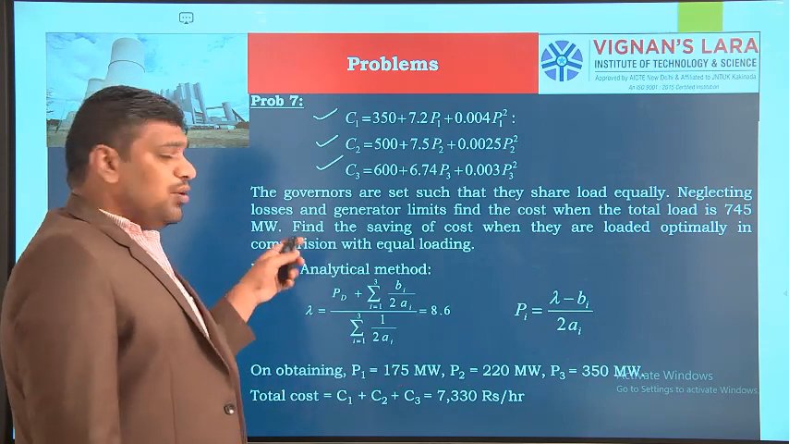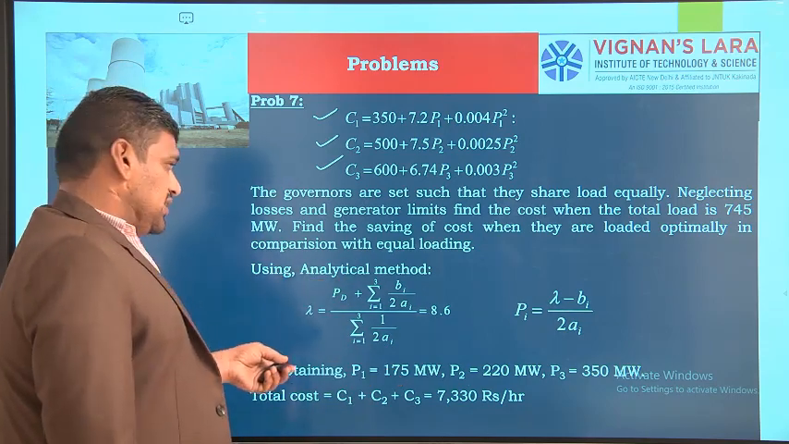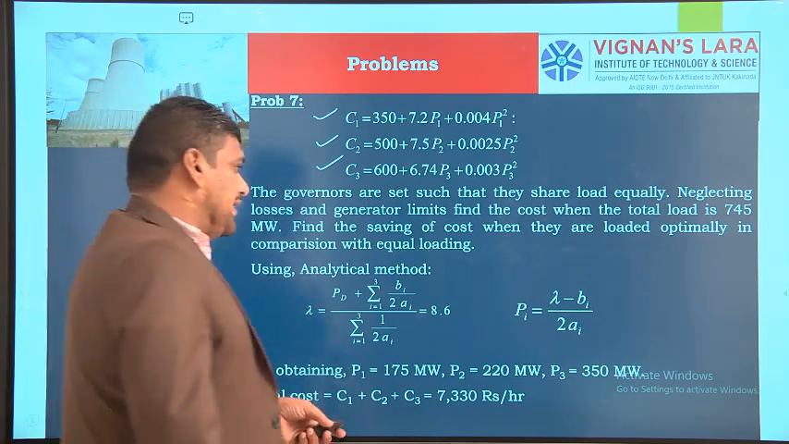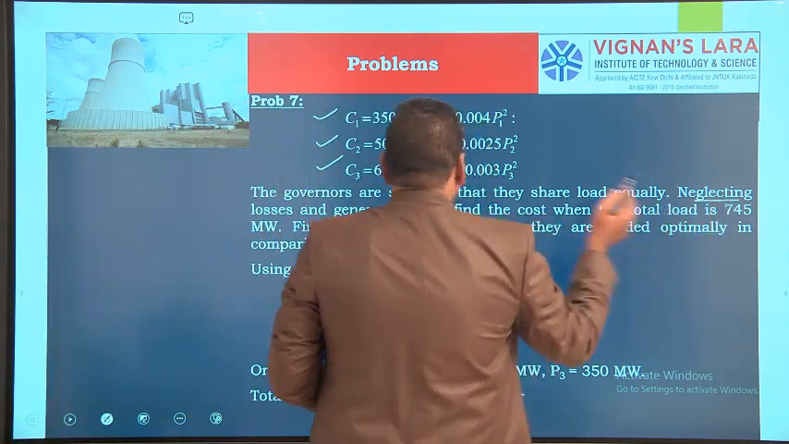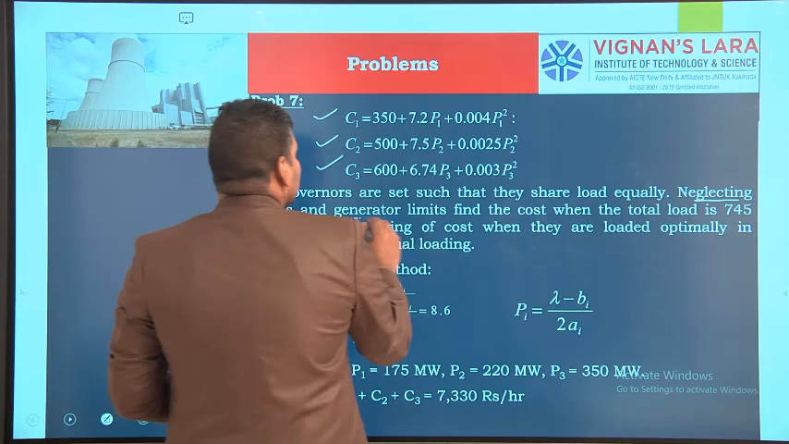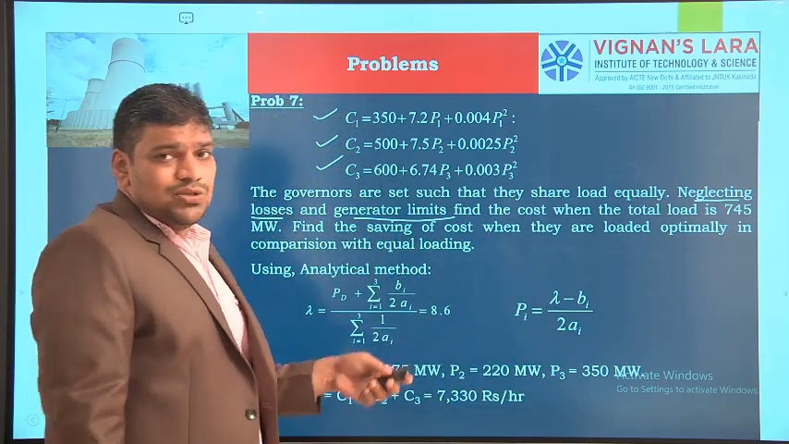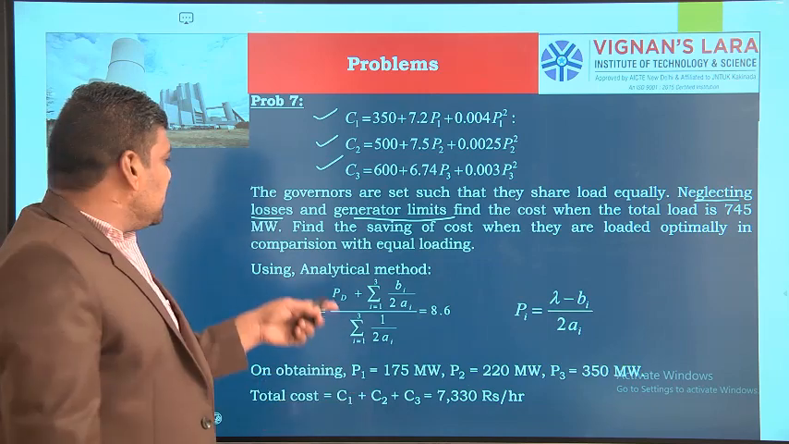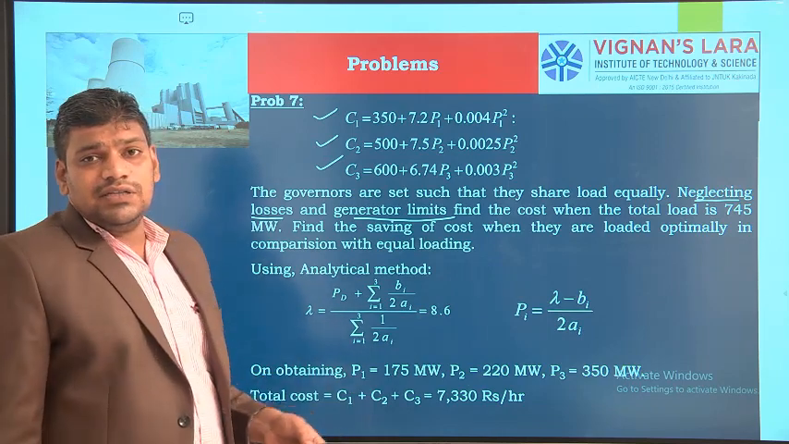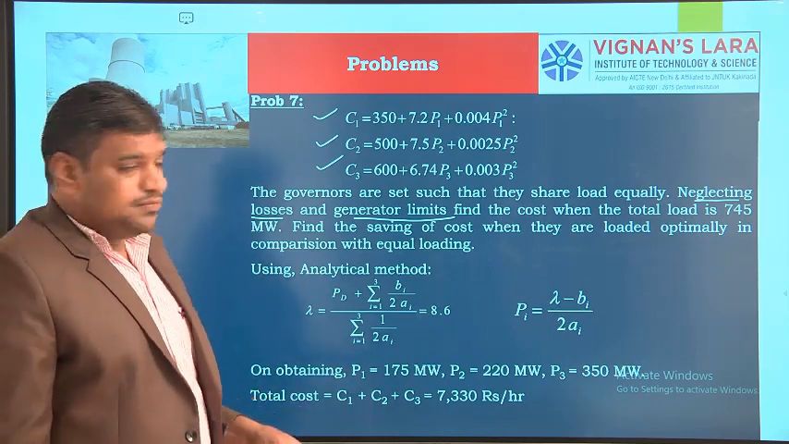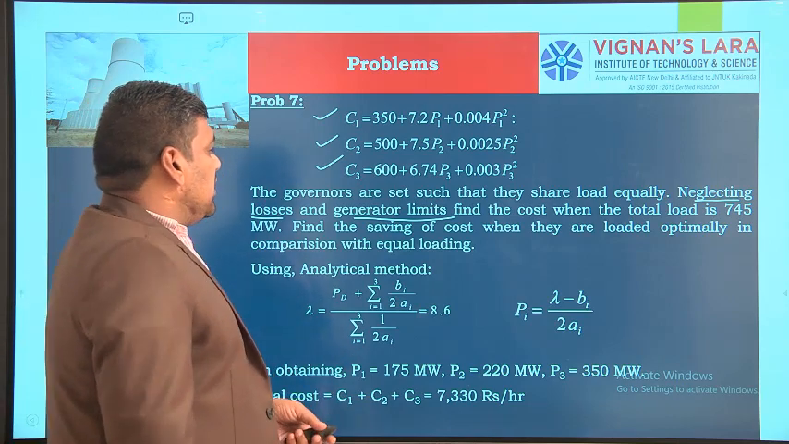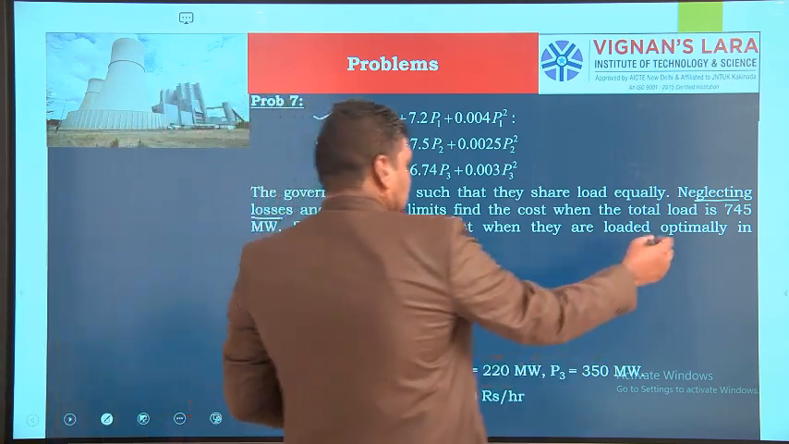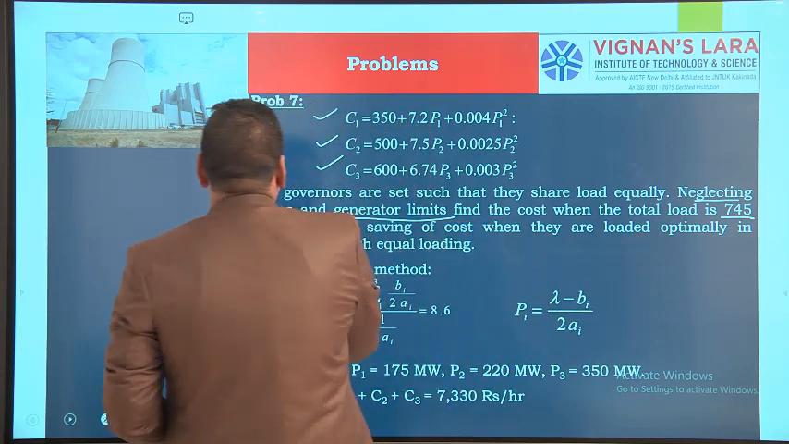Neglecting the losses, and the generation limits are also neglected. So both parameters are neglected. You are not considering the losses while solving the economic dispatch, and at the same time you are not involving the power limits. Find the cost when the load is 745 megawatts. So the load given is 745 megawatts.